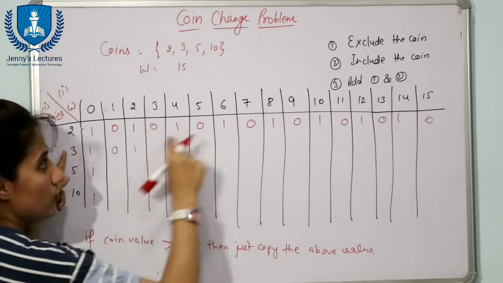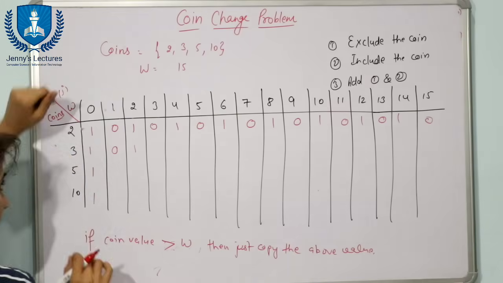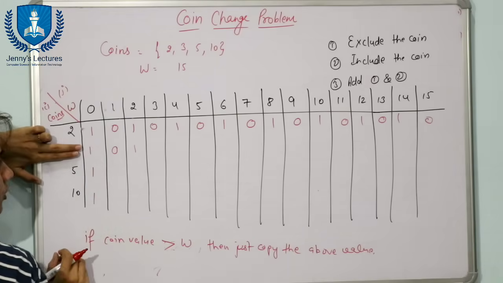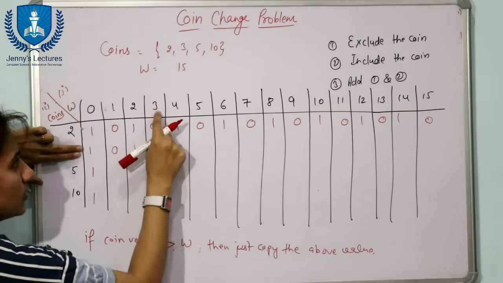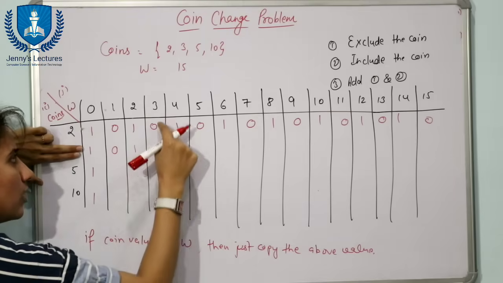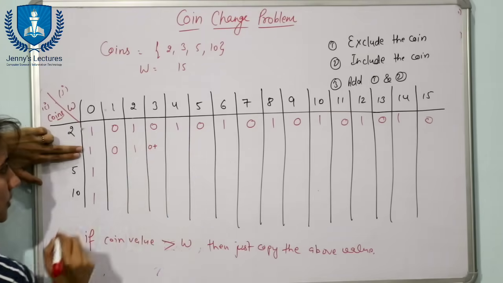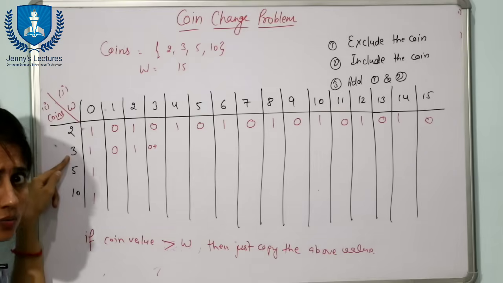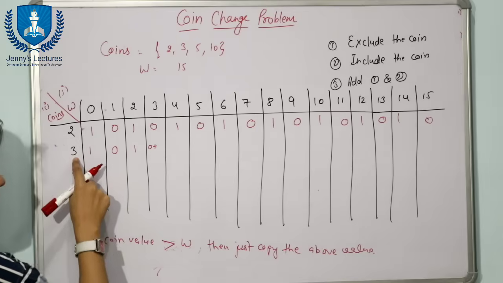Now to calculate this value, you have to follow these rules. First is, if you do not include this coin, then how many ways are there to make a sum of 3? Just check the value of the above cell, 0 ways. So you write 0 plus, if you include this coin, then how many ways are there?